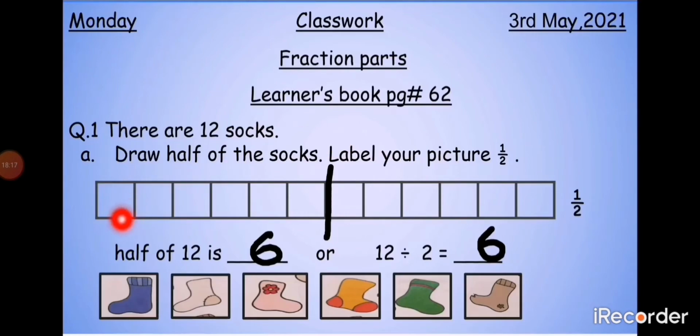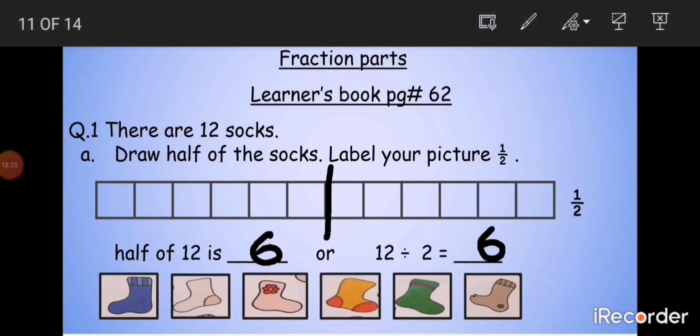6 here, 6 here. It means half is here, half is here. And you have to color 1 half only. 1 out of 2. This is the 1 part out of 2. Now, I am coloring it. Do the colors very neat. I am marking here the boxes which I am going to color them.